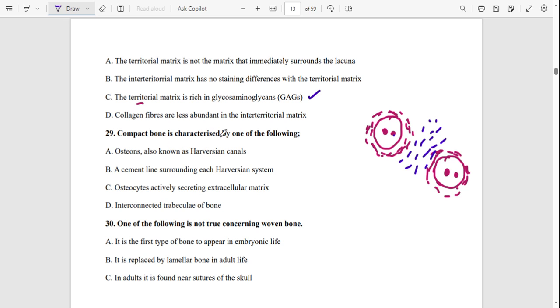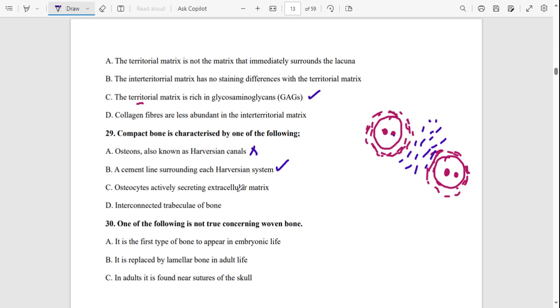Compact bone is characterized by one of the following. When you're talking about compact bone, osteon, also known as Haversian canal. Of course, compact bone has an osteon, but the other name for osteon is not Haversian canal, but Haversian system. So this one is wrong, because the Haversian canal is just the middle of the bone. A cement line surrounding each Haversian system: this is true. Each Haversian system has a cement line surrounding it.